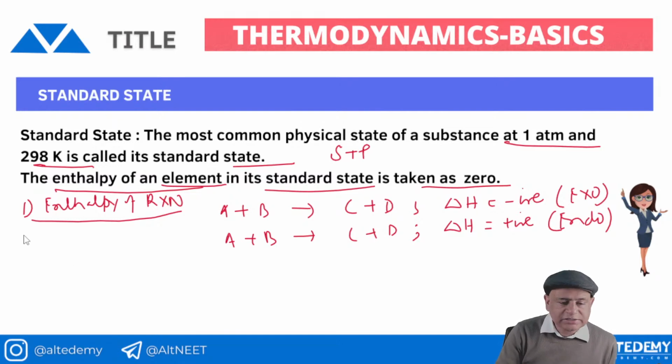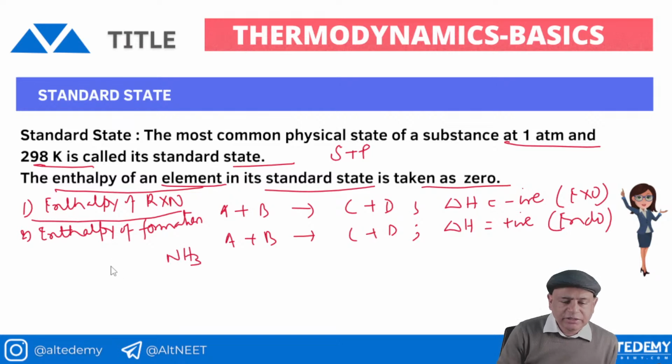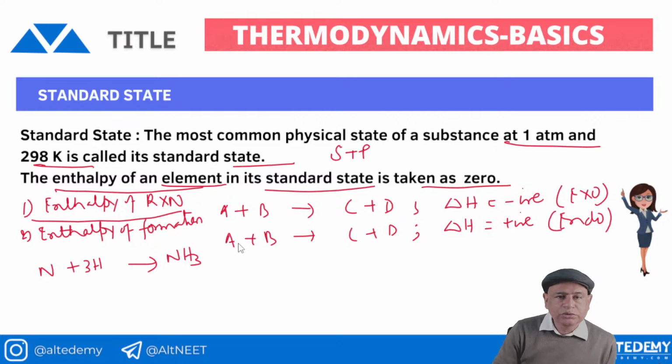Another we call enthalpy of formation. Very, very important. Suppose we are forming a substance like NH3 and it has been made from nitrogen and hydrogen. Then you are not at liberty to write N plus 3H gives us NH3. No. The elements are always written in their standard state, and we should know that beforehand.